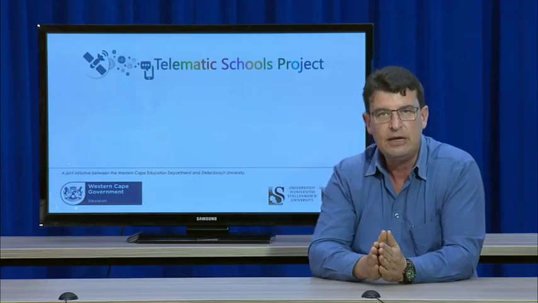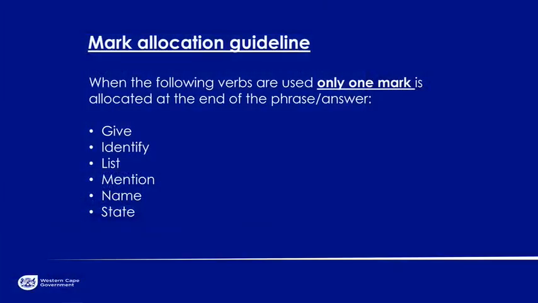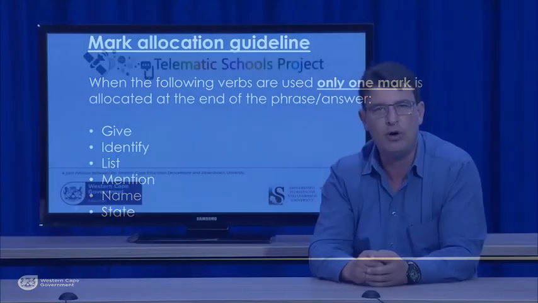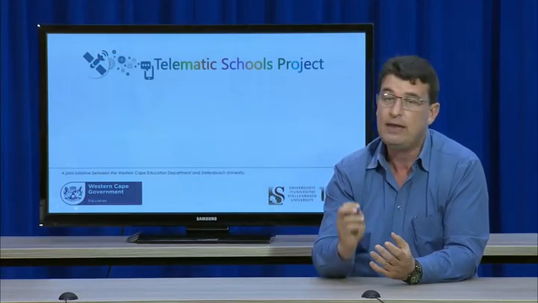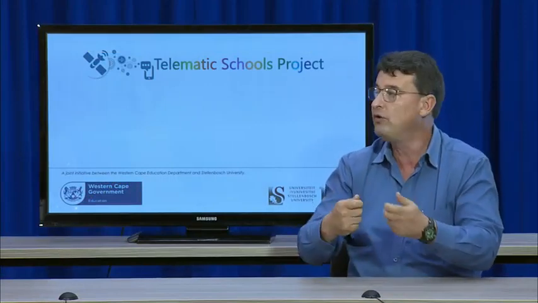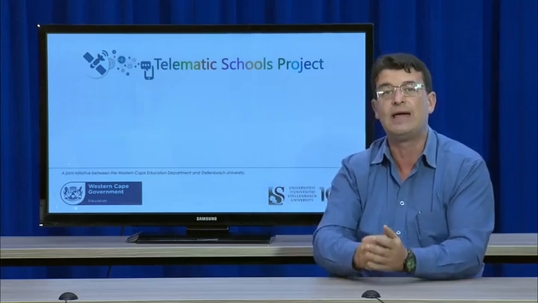Now in the first slide, you will see that we have certain verbs that count 1 mark each, but you normally need to check with the mark allocation as well. And these are the words give, identify, list, mention, name, and state. These are lower order questions, and it's normally just a recall from memory, and that is normally worth 1 mark each. It's not always the case, because there might be things like name or identify that might be worth 2 marks if there's a bit more of an application to it, but therefore you need to follow the mark allocation for it.